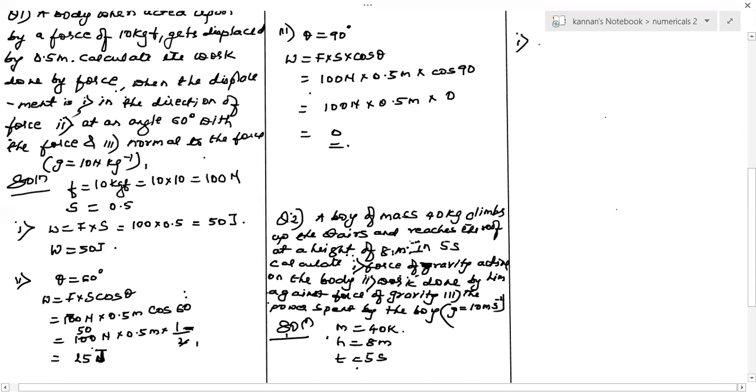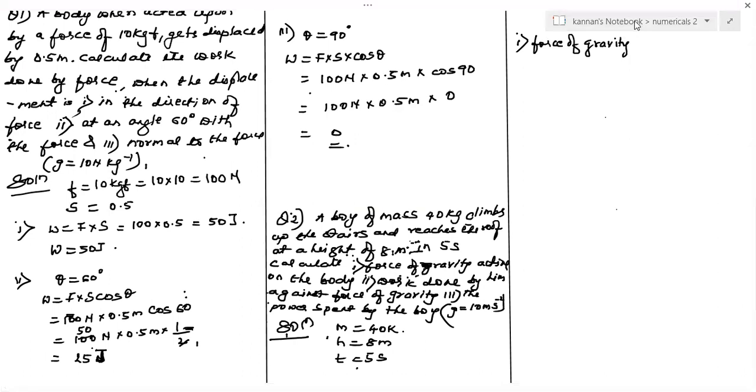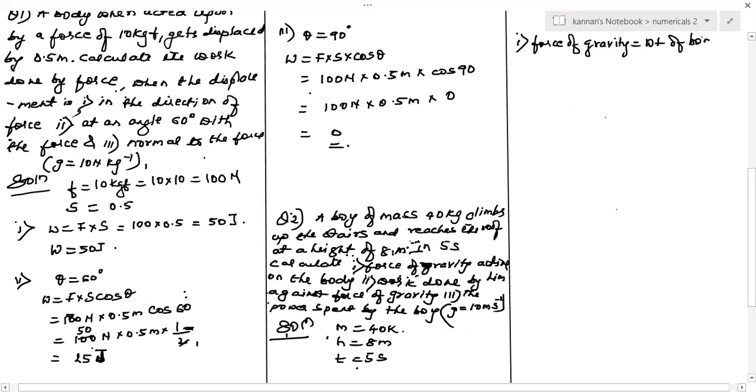See, force of gravity is nothing but the weight of the boy. And how do we find the weight of the boy? M into g, mass of the boy into acceleration due to gravity. What is the mass given to you? 40 kg. And the acceleration due to gravity is 10. So this comes to 400 Newton.